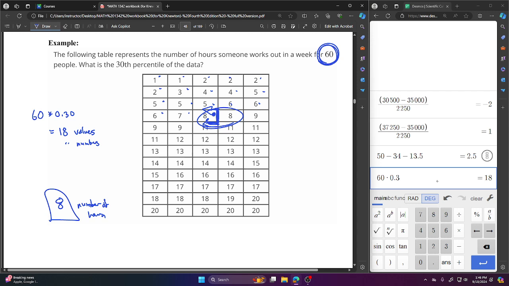So they're saying to be 30th percentile, you're higher than 30% of other people, you have to work out at least 8 hours a week. Making sense? Okay, cool. I fall short.